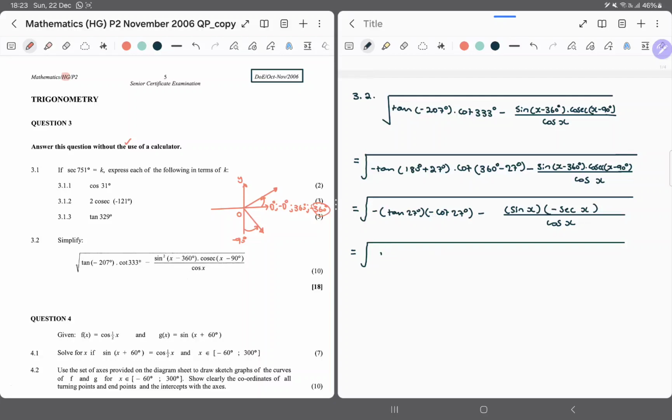So essentially we have tan 27 degrees times, now cot is a reciprocal of tan. So this is 1 over tan 27 degrees. Minus, now this is not a big deal. If we look at it, we will see it. Okay, let's see it. So this is sine.